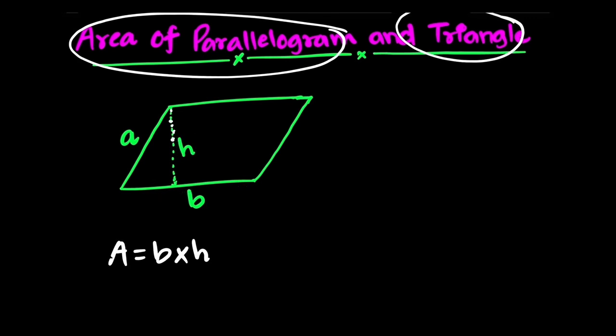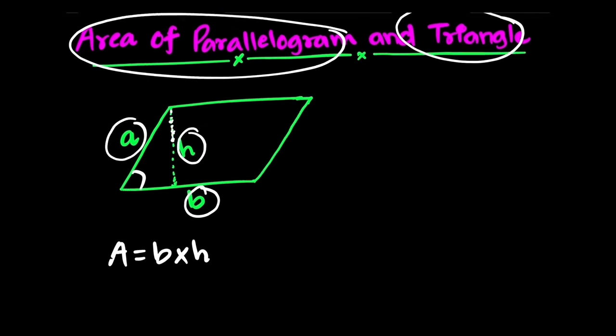height here. But what if the height of this parallelogram is not given and instead the side length a, b and one of the internal angles of the parallelogram is given? In such cases, you can still find the area of this parallelogram using trig ratio. So you see here, this height of this parallelogram is forming a right triangle with this portion of this parallelogram.